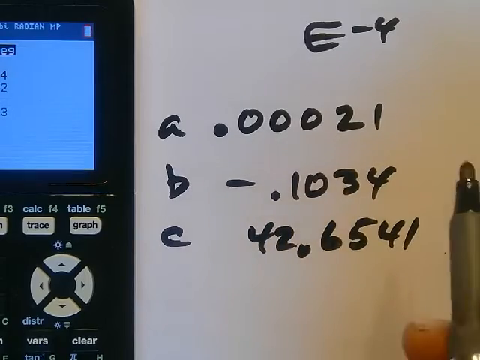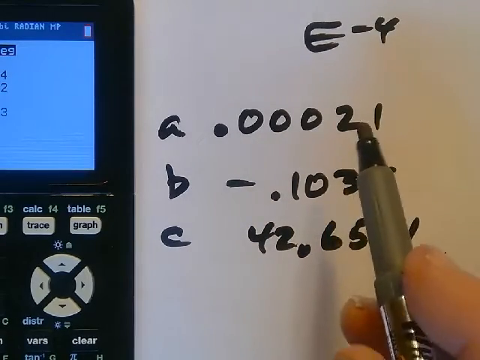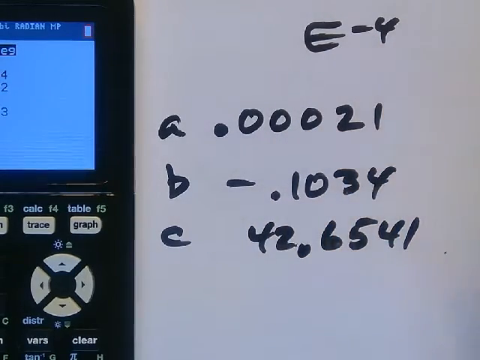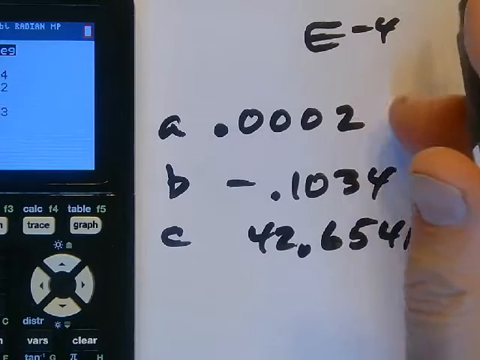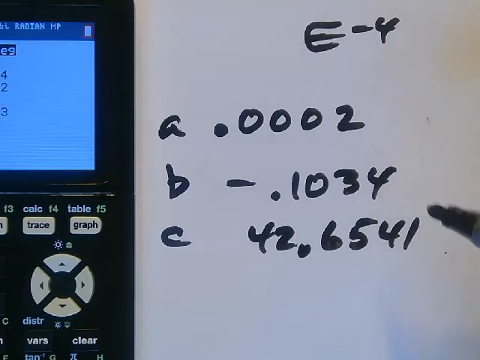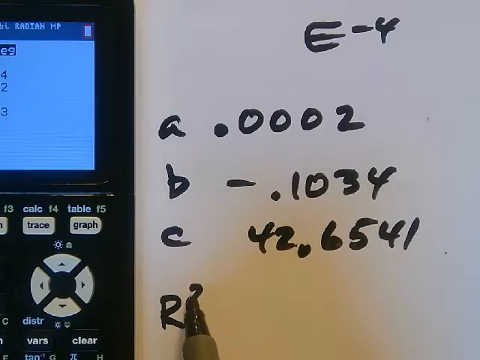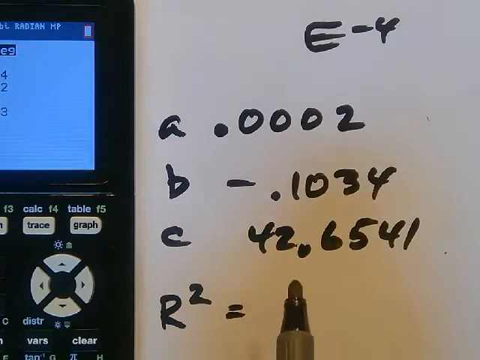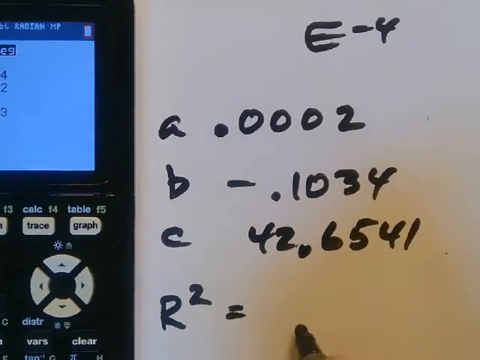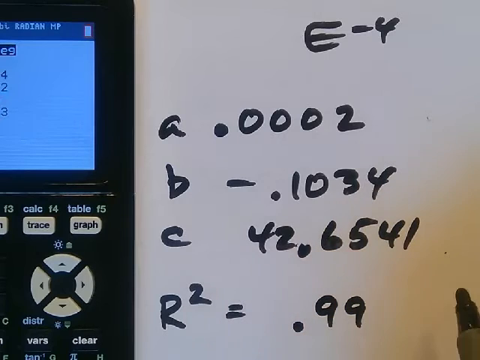42.6541. Now on the test, I'm going to ask you to give me these decimals to 4 decimal places to retain the accuracy of the problem. At the bottom, you're going to see an R squared factor, and what that simply means is how closely the data fits the graph. We're not going to talk about it here today.